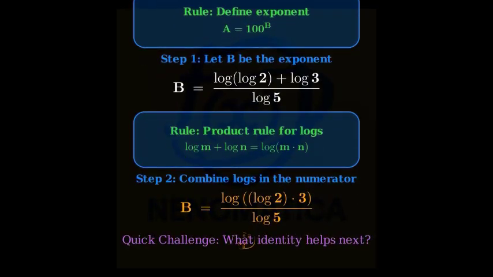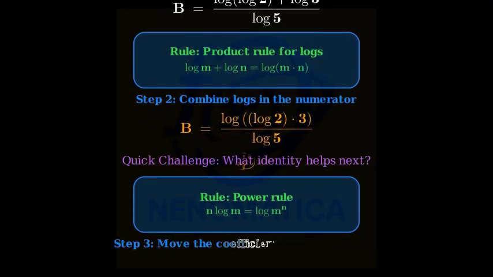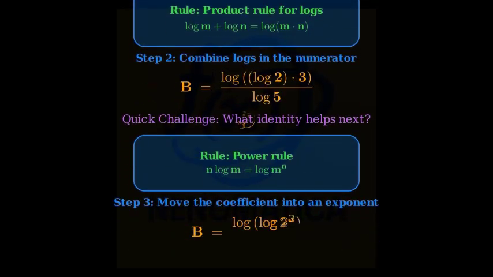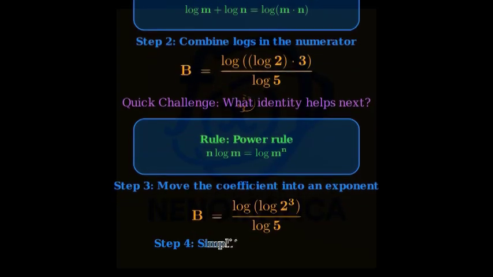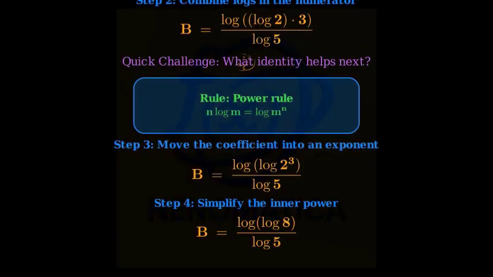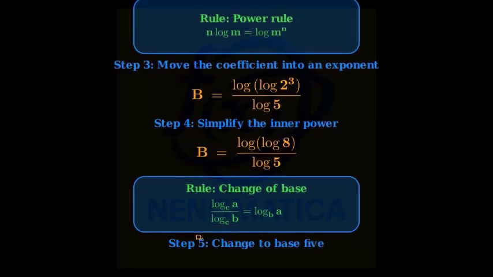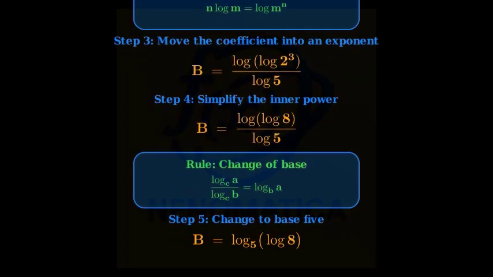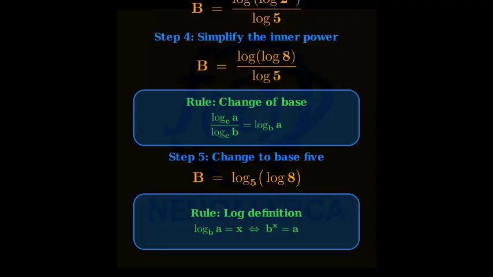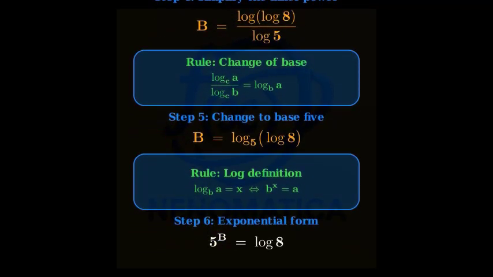That transforms the numerator. Step 3. Use the power rule, n log m equals log m to the n, turning 3 times log 2 into log 2 cubed. Step 4. Simplify 2 cubed to 8, so the inner log becomes log 8. Step 5. Apply the change of base formula to write b as a base 5 logarithm of log 8. Step 6. Translate the logarithm into its exponential form. 5 to the power b equals log 8.